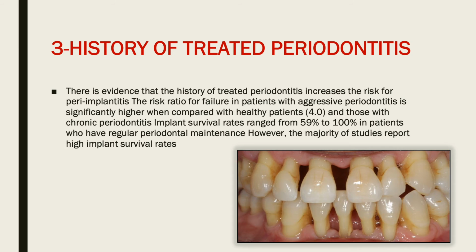Second thing is history of treated periodontitis. There is evidence that the history of treated periodontitis increases the risk of peri-implantitis. The risk ratio for failure in patients with aggressive periodontitis is higher than in patients who are healthy or have chronic periodontitis. Implant survival rate ranges from 49 to 100% in patients who have regular periodontal maintenance. However, the majority of studies report high implant survival rate.